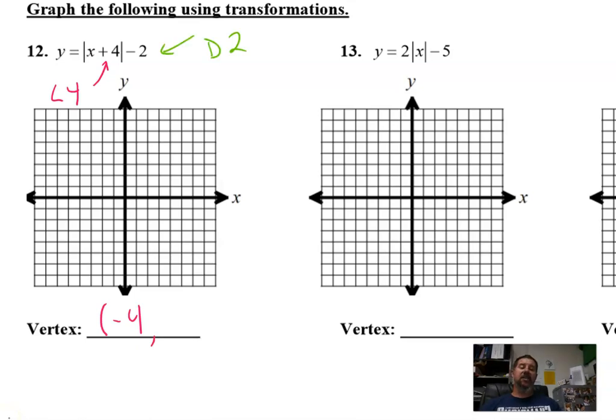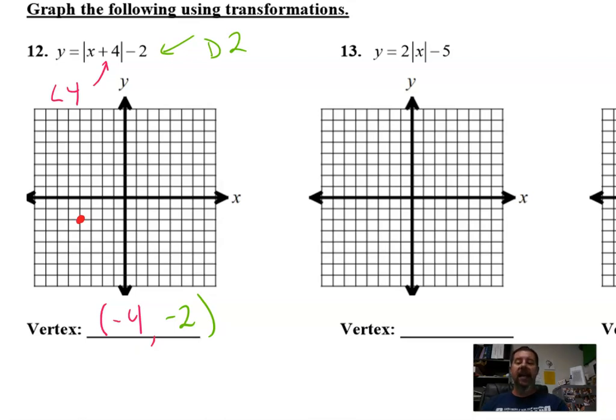The k value has to shift the graph up or down. And so again, because this is a minus 2, I know that this is going to shift the graph down 2, or the k value of my vertex is negative 2. So the vertex is going to be at (-4, -2), or left 4, down 2. So I would start with that point right there. I know that's going to be the pointy part of the V.